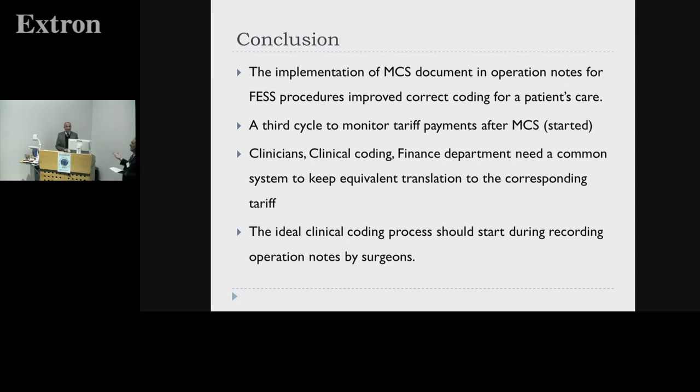This is interesting. Yeah, the first cycle was overpayment by 112. The second cycle was underpayment.